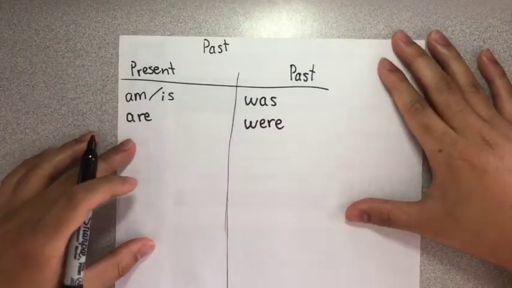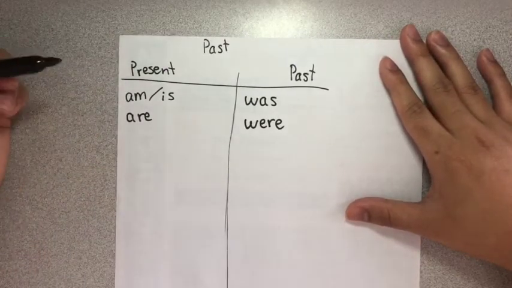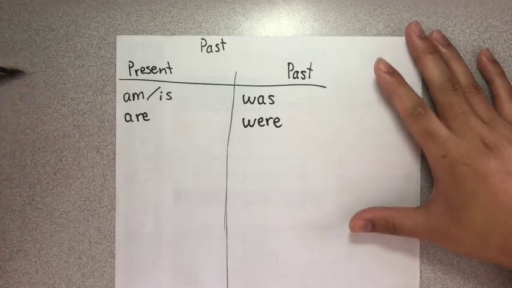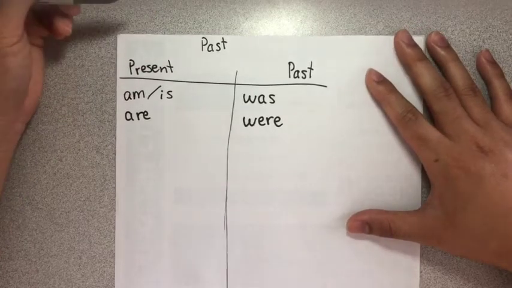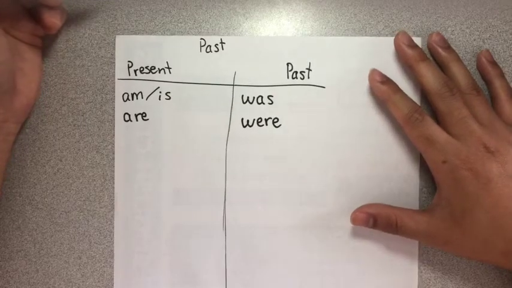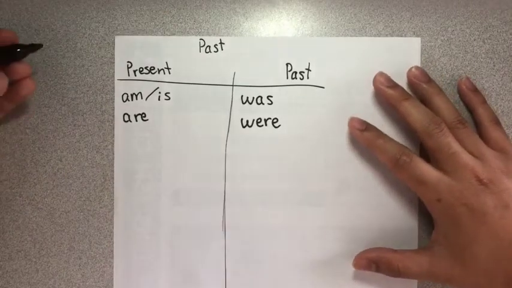All right, let's talk about the past tense. Earlier, we were talking about the future tense. We were talking about tomorrow and next week. Now we're talking about the past tense. We are talking about yesterday or last week or last year. We're talking about the past.